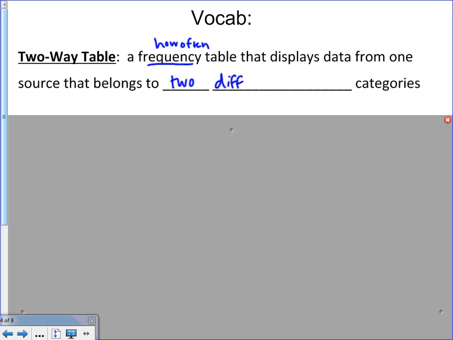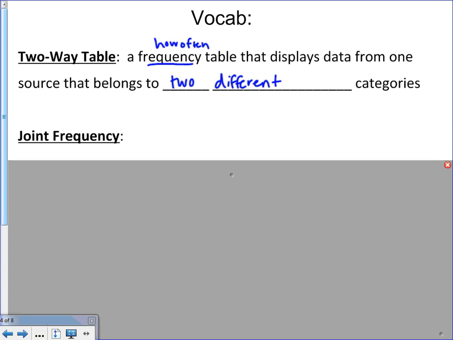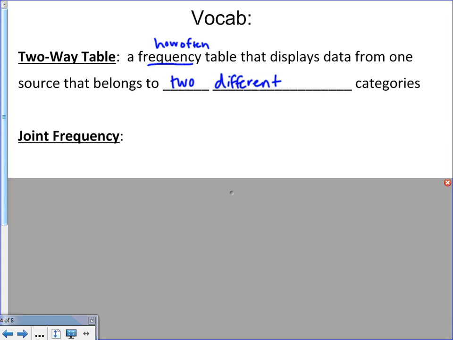different categories. So in that example that we were working on at the beginning there, our one source is the 80 students we surveyed. The two different categories are playing an instrument and speaking a foreign language. In a two-way table, you have something that are called joint frequencies. Joint frequencies are all entries in the table.